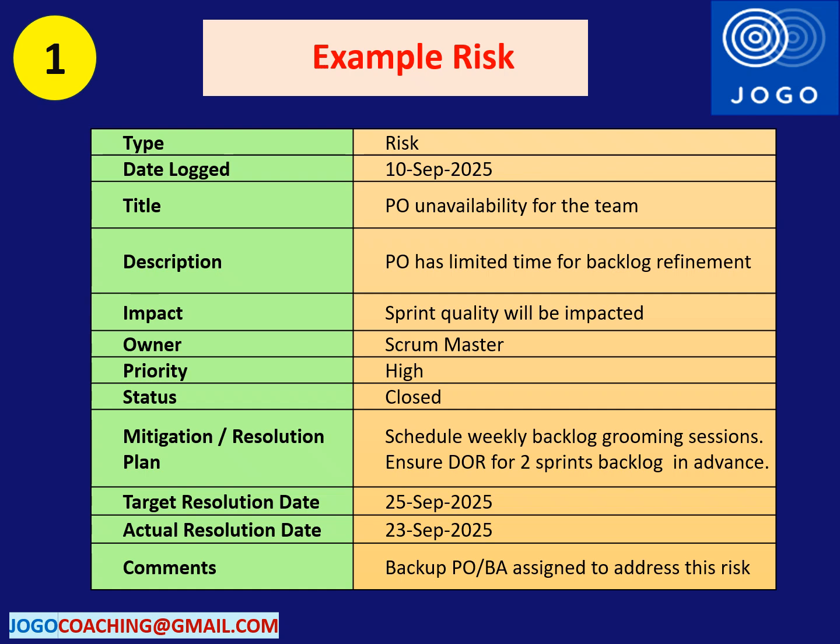Identified mitigation plans are to schedule fixed weekly backlog grooming sessions and ensure that the DOR for the next two sprints' backlog is ready in advance. Another action taken to address this risk is to assign a backup product owner or a business analyst. Hope you got a good understanding about this risk and the mitigation actions. This is the template you can use to track the RAID log.